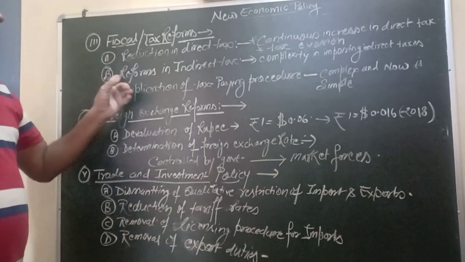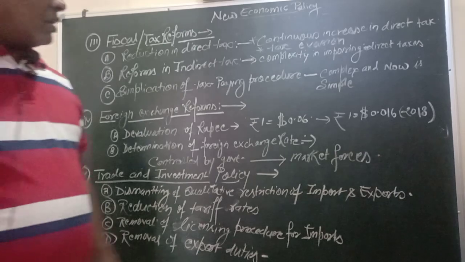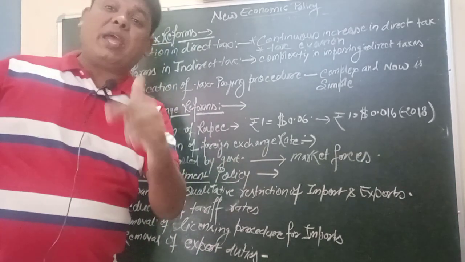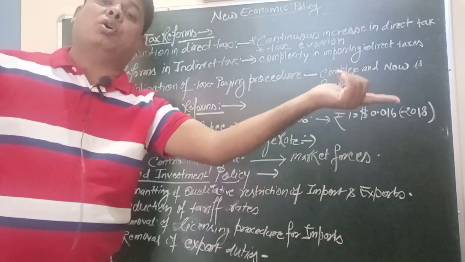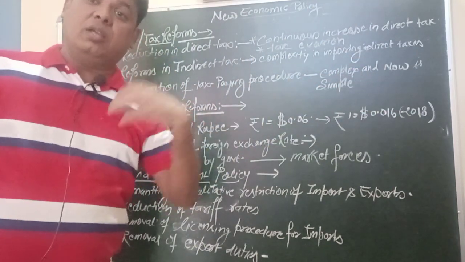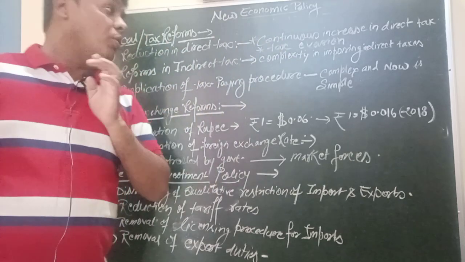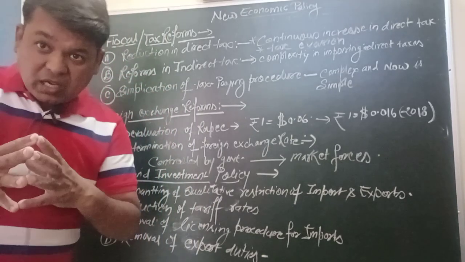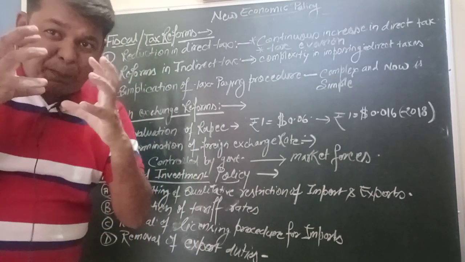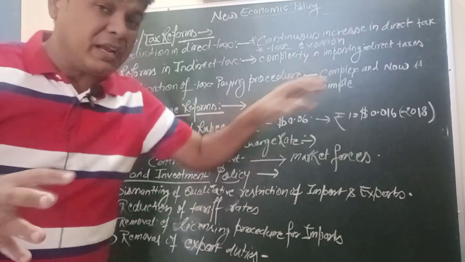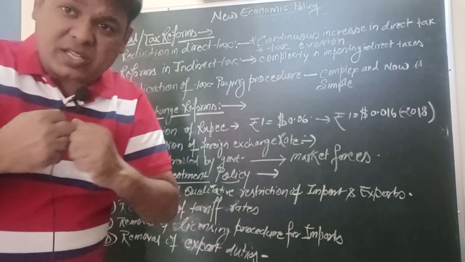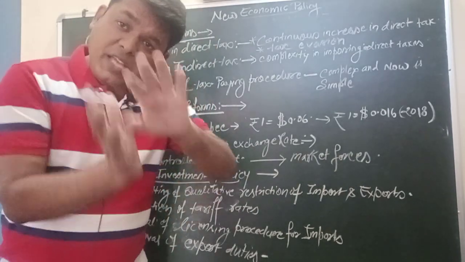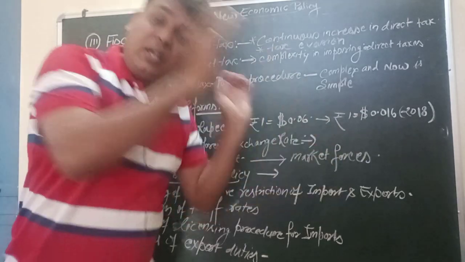Now I am coming to the reforms in indirect taxes. Indirect taxes are those we pay indirectly to the government; we are not paying directly. There were complexities in paying indirect taxes. Complexity means the state had its own taxes, and the central government had its own different taxes.